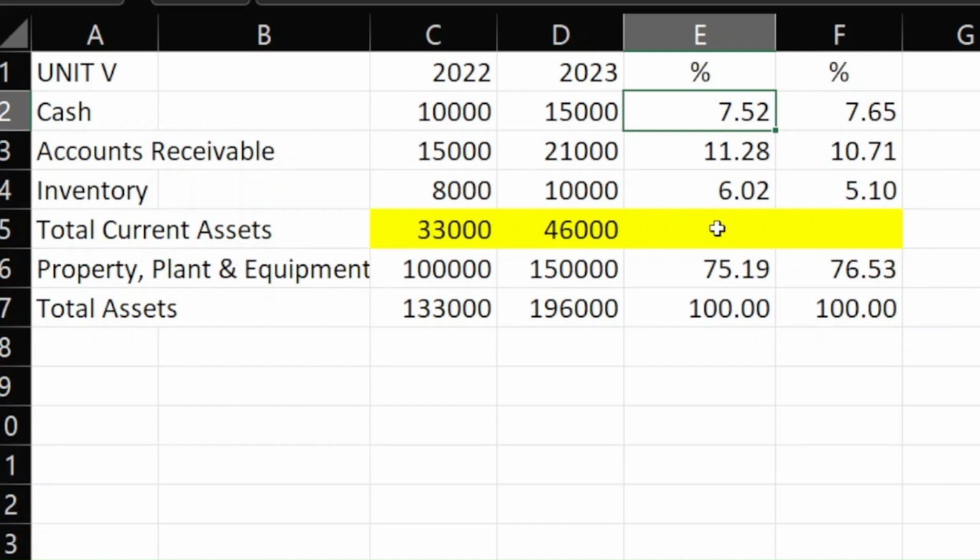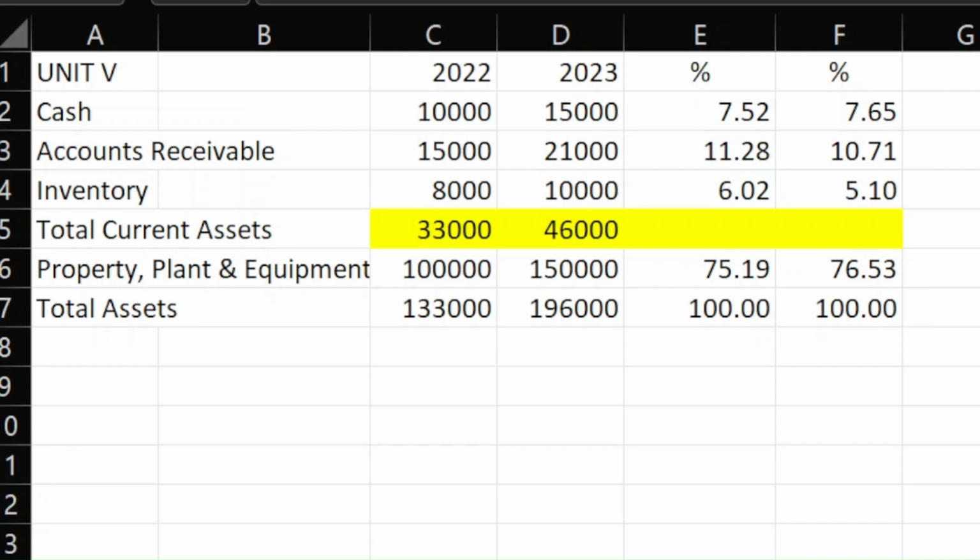That's why I'm not calculating it again. So by adding all this, it comes to 100. Why? Because this 1,33,000 we equalize it to 100. In the same way, next year 1,96,000 we equalize it to 100. So thereby our comparison purpose becomes very easy now.